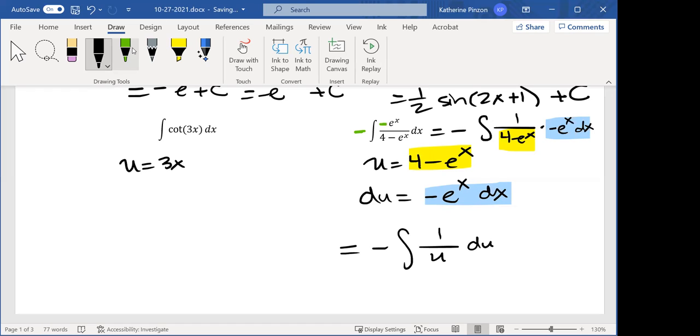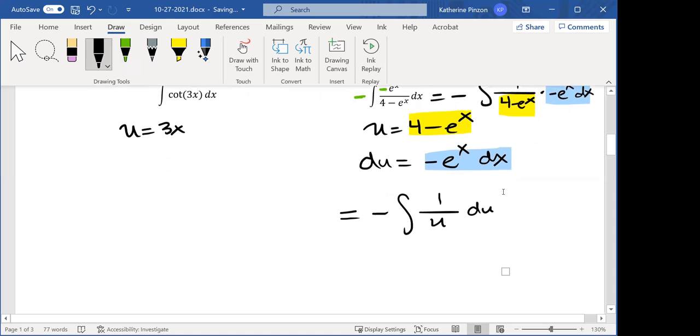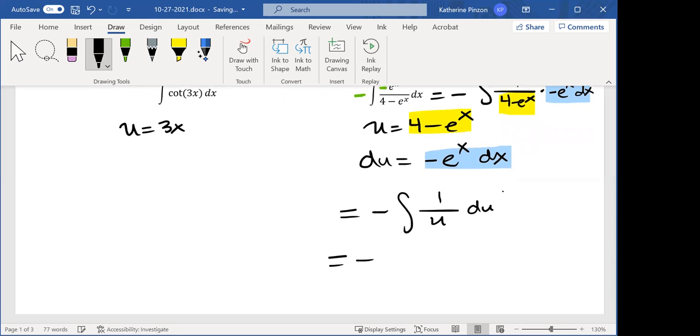Do you know the antiderivative of 1 over u? ln, yeah, ln u plus c. I started with x's, I should end with x's. ln of 4 minus e to the x, plus c.